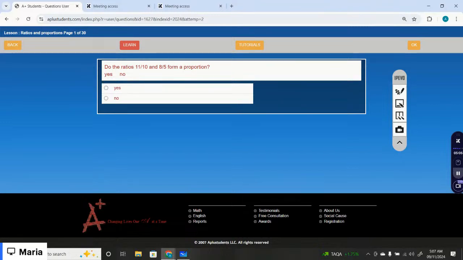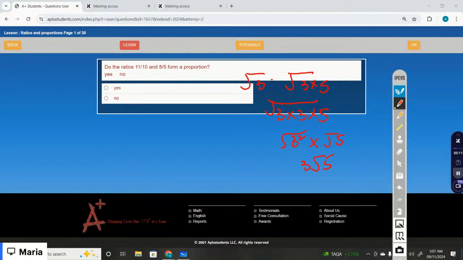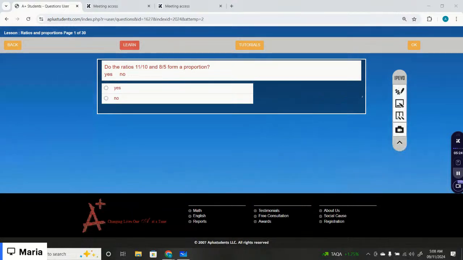Let's just make their denominators same. So make the smaller denominator equal to the greater one. That is 8 over 5, multiply it by 2 because 5 times 2 makes 10. So 16 over 10 and 11 over 10, they are not same, right? So the correct option is no, the ratios do not form a proportion.